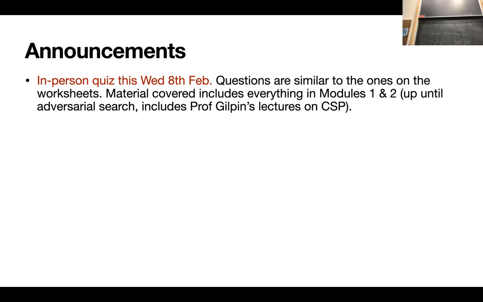You'll have four or five problems. Some will be multiple choice. Some will be right answers. Some will go through the steps of some algorithms. Everything is covered in modules 1 and 2. So this includes the search problems on graphs, A star, all of those, and also the constraint satisfiability problems, what Professor Gilpin taught in the two lectures. So that's the material that is covered this time. Of course, we'll have more quizzes. We'll have two more quizzes later on in the course, and then we'll cover adversarial search in the next quizzes.